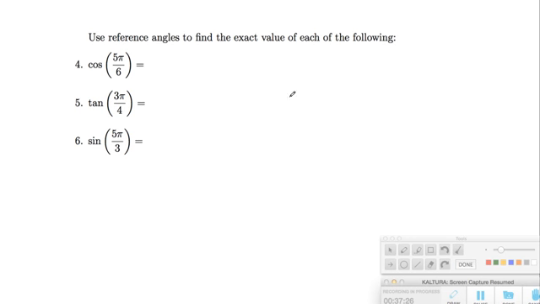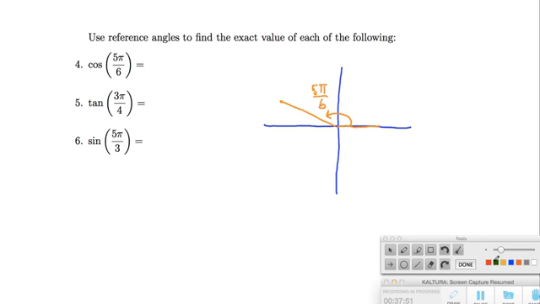So the first angle there on that list of problems to do is 5 pi over 6. So that is actually the same angle we were just working with a minute ago. So remember, an angle is in standard position if it starts on the positive x-axis and then rotates from there. So this is 5 pi over 6 right here. Now remember that we were considering that to have a reference angle of pi over 6.